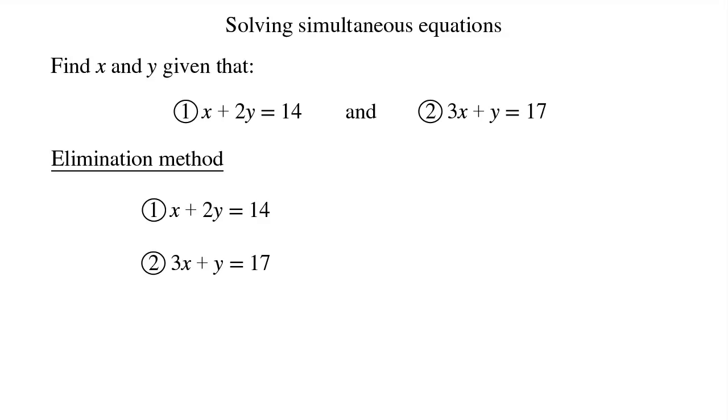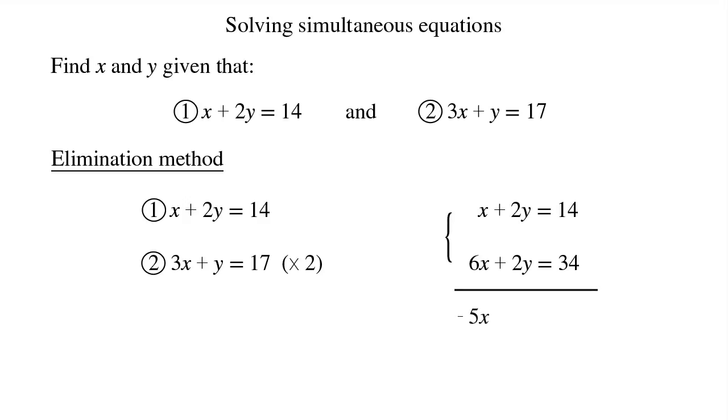How can we do that? Well, we could multiply everything in equation 2 by 2. This gives us 6x plus 2y equals 34. Equation 1 remains unchanged. We can see that the y term in both equations is the same. Now we subtract the bottom equation from the top to give us negative 5x plus 0 times y is equal to minus 20. We can discount 0y as that's 0, which leaves us with negative 5x equals negative 20. What number multiplied by minus 5 gives us minus 20? Well, that's 4, so we can say that x equals 4.